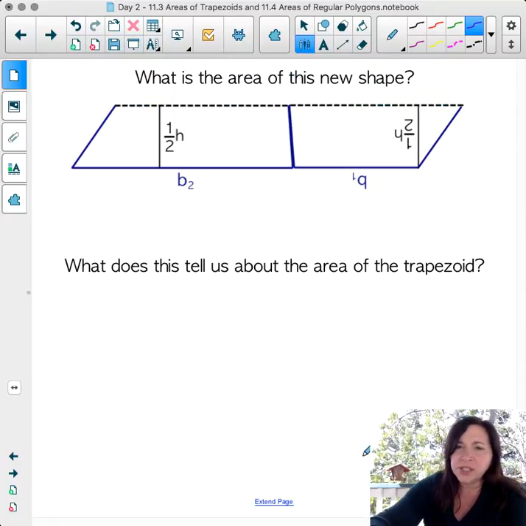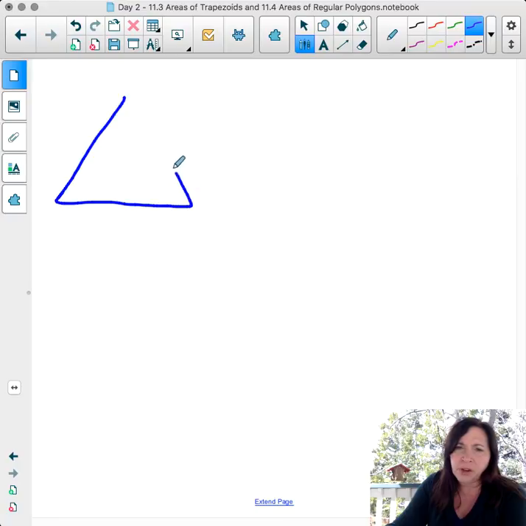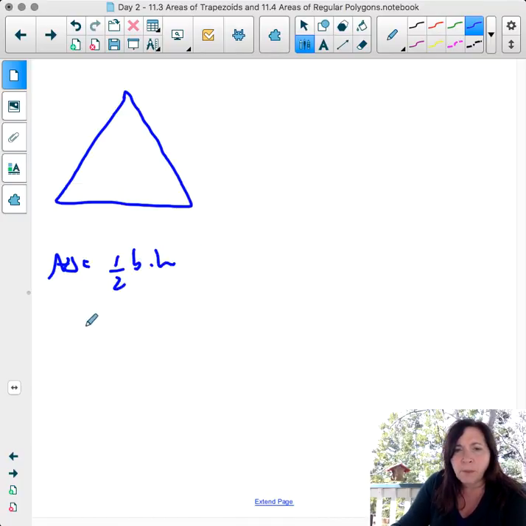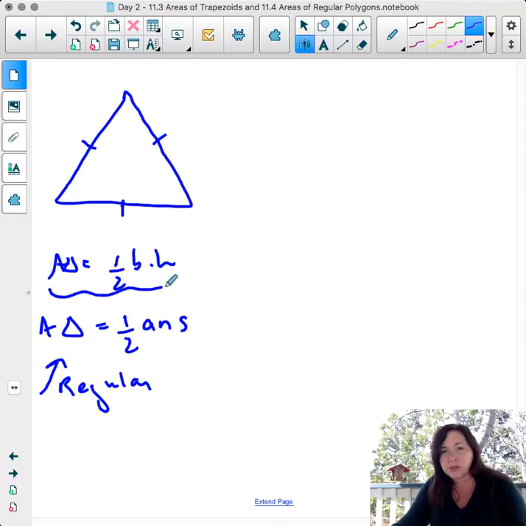So there's an exploration that is attached. I just want to reiterate a few things. For each of the shapes that we've talked about, like a triangle, I can use the area of a triangle, which is 1/2 base times height. But I also can say the area of a triangle is equal to 1/2 A N S, only if this is a regular polygon, meaning this would have to be an equilateral triangle. If it was an equilateral triangle, I could use either formula.